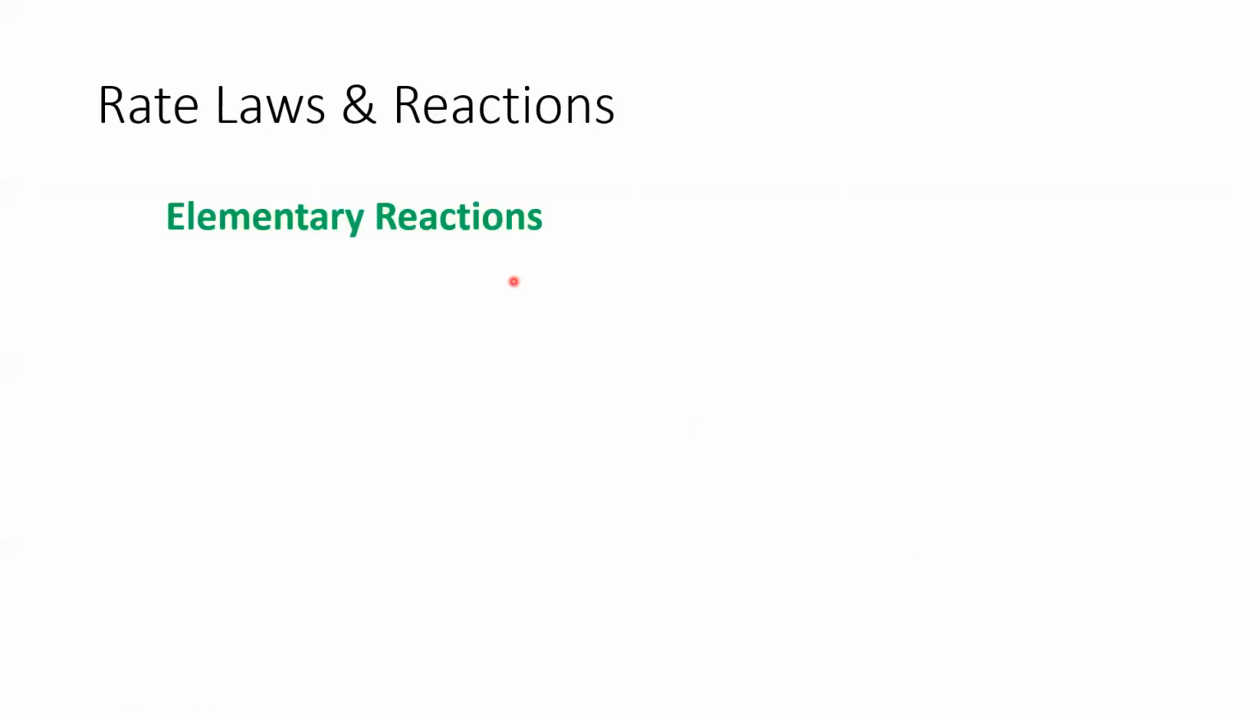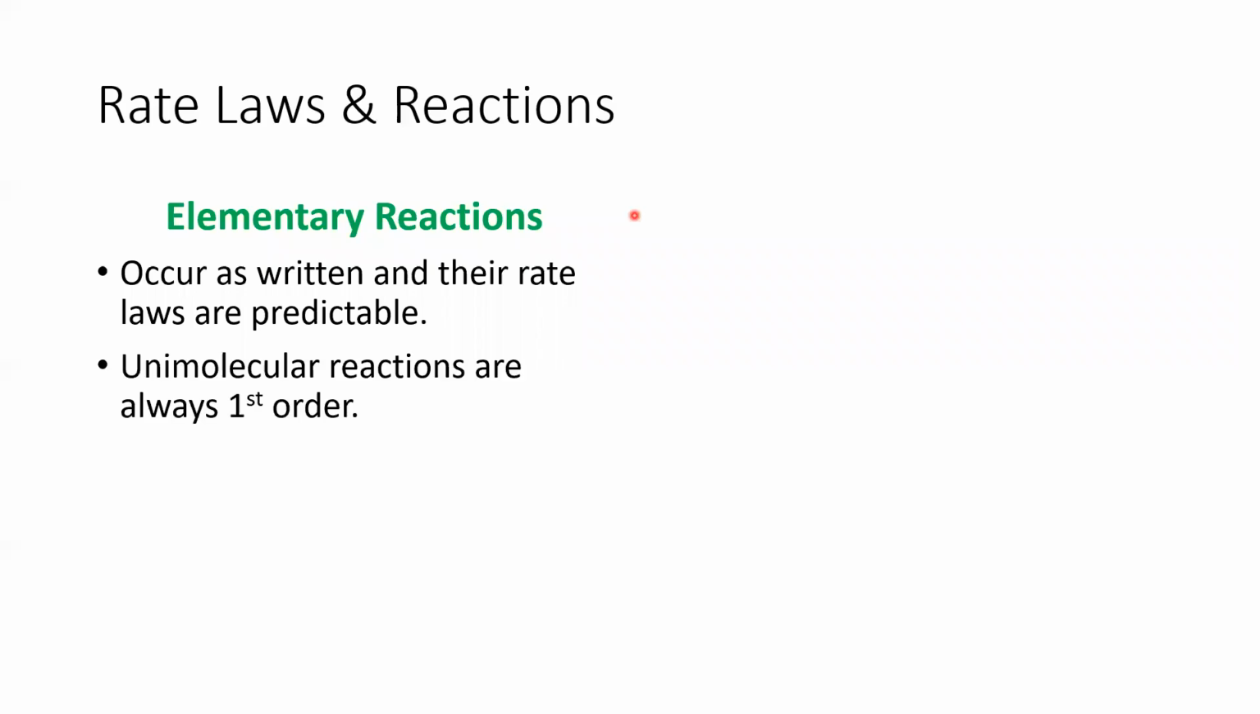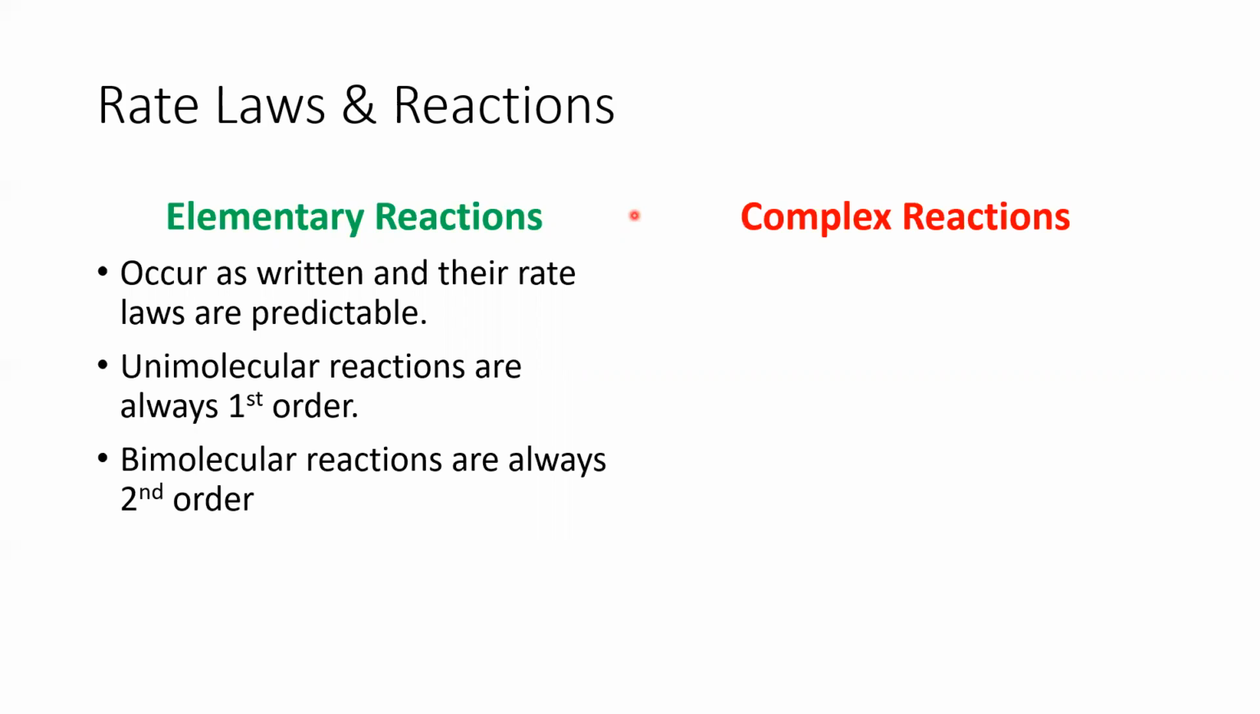Now, let's look at rate laws and reactions. So when we talk about elementary reactions, okay, elementary reactions are reactions that occur the way that they're written. There aren't steps in the mechanism. They occur just the way they are. And if that's the case, then we can use the stoichiometry in that reaction to figure out the rate law. Okay, so unimolecular is first order and bimolecular is second order. Termolecular, rare, but that would be third order. But most reactions are a lot more complex than that.